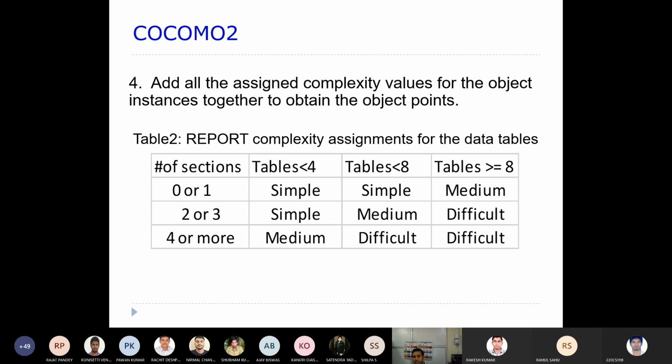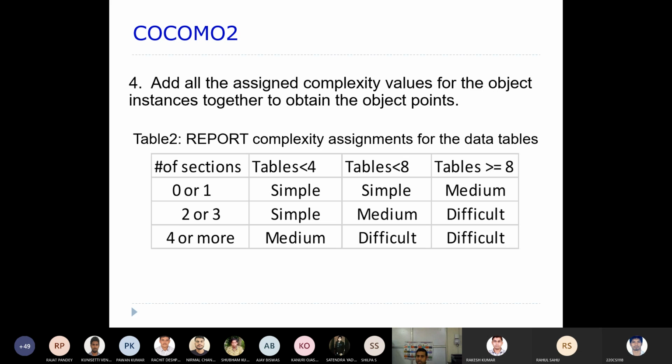So let's say if the number of sections required is 0 or 1 and the number of tables is less than 4, it will still be considered simple. But if you have only 0 or 1 section, but the number of tables it contains is more than 8, then you can classify this as medium. So this is the way you can think of it. Again, you can give the complexity for each and every report also.